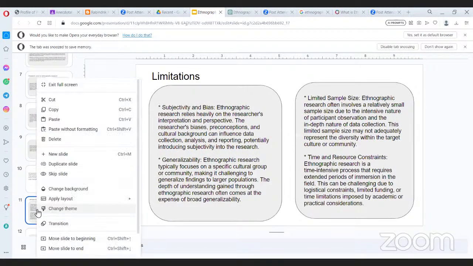Now, like all the qualitative research, we have to think about the limitations of the research. So ethnographic research has also some limitations. Subjectivity and bias. Ethnographic research relies heavily on the researcher's interpretation and perspective. I have told you that I observed the conflict between the formal education system and tribal people's own education system. So this is my own observation. This is my own perspective.